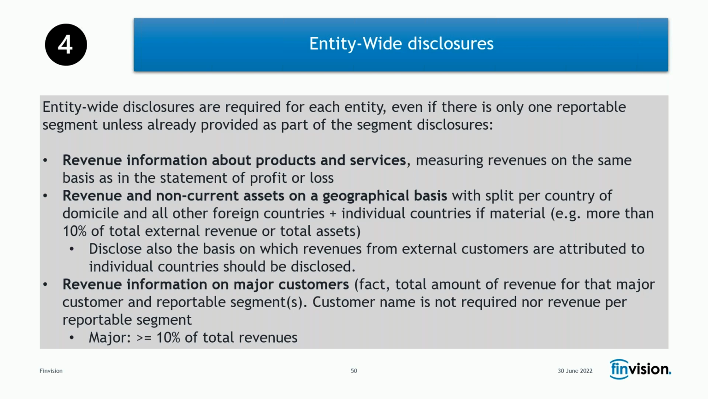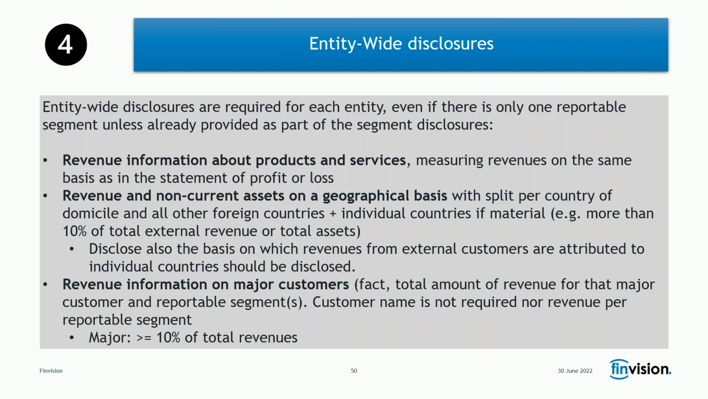You can base it on the location of the entity. For example, I have a subsidiary in France, and that will be the French revenue and the French non-current assets. But it can also be on the basis of the customers. Where is the customer located? I have only one entity in Belgium, which is selling to the Netherlands, Germany, Belgium, and France. I will mention the geographical revenue from the Netherlands, Germany, Belgium, and France, for example.